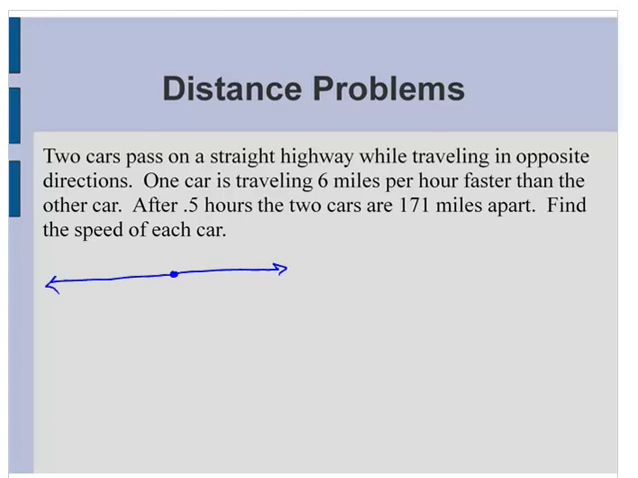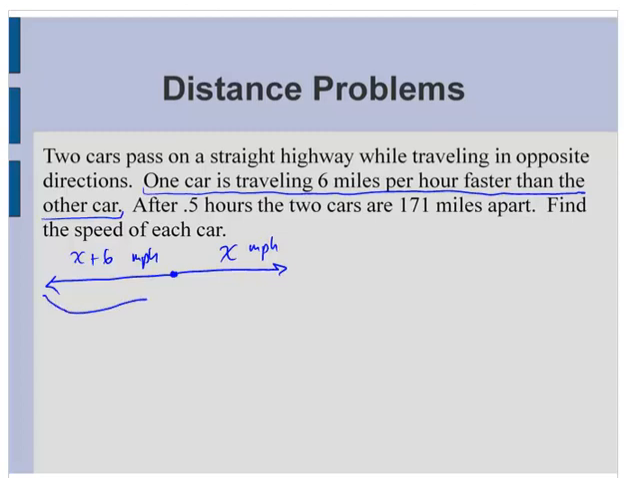They're traveling at different rates. We know that one car is traveling 6 miles per hour faster than the other car. We don't know their rates, but we know that one rate is 6 miles per hour faster than the other. And we're asked to find the speed of each car. So let's call this one x. That rate is x miles per hour. The other rate would be x plus 6 miles per hour. 6 miles per hour faster, we're adding 6 to it.